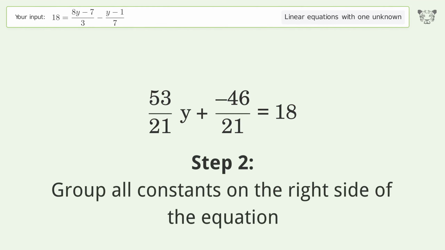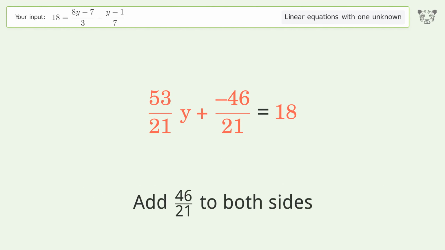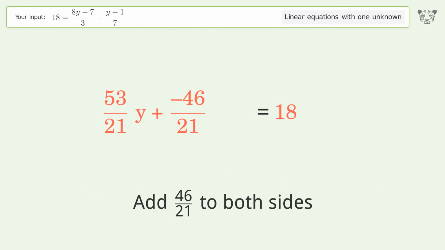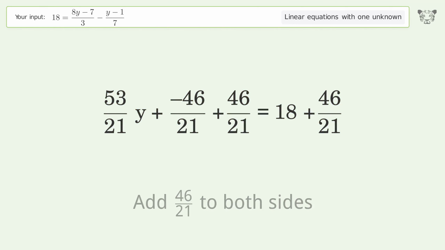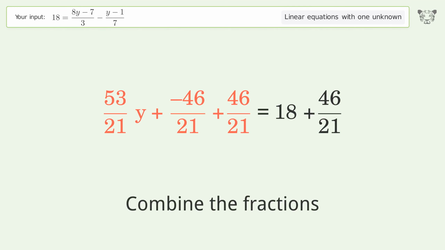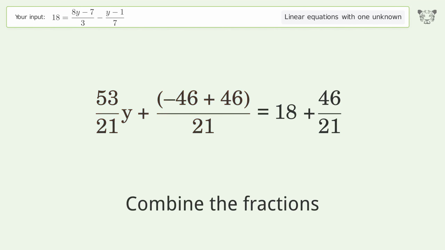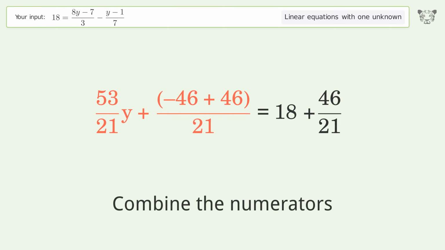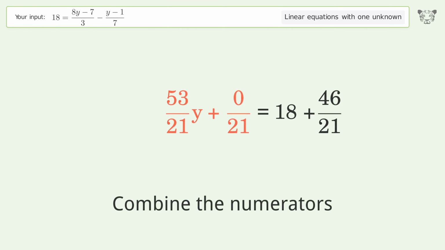Group all constants on the right side of the equation. Add 46/21 to both sides. Combine the fractions. Combine the numerators. Reduce the zero numerator.